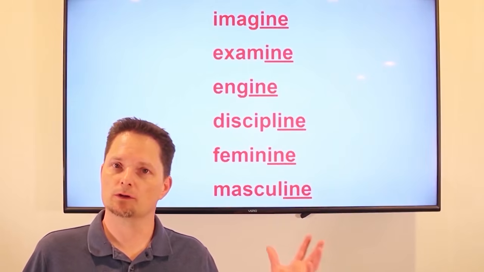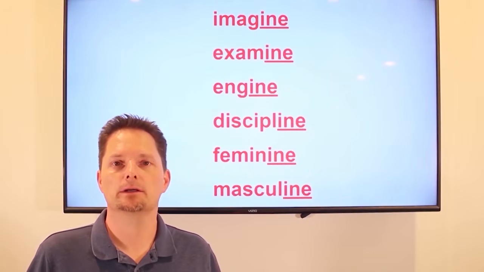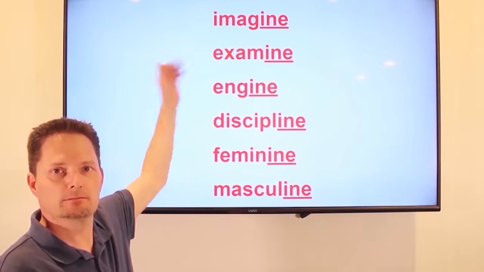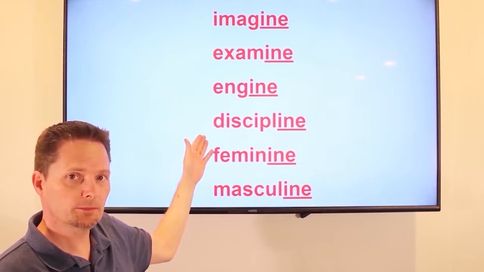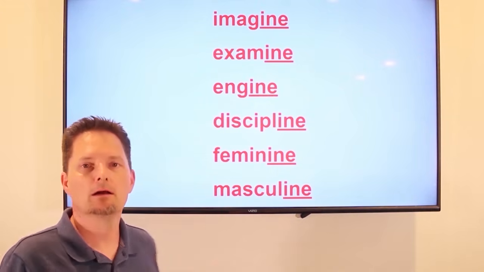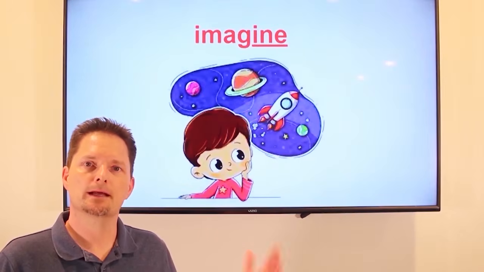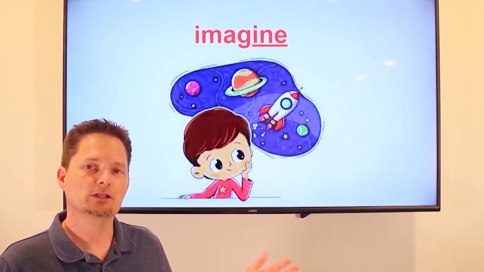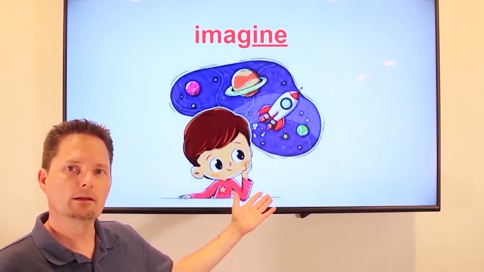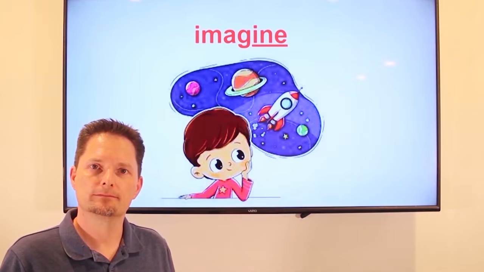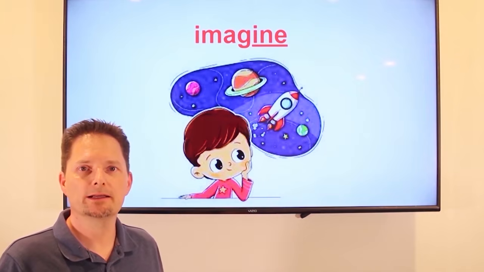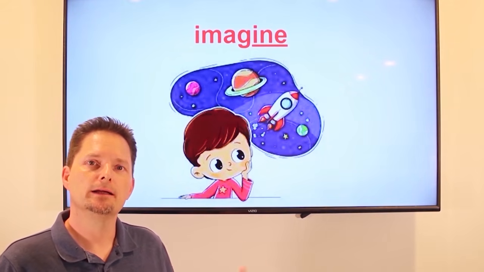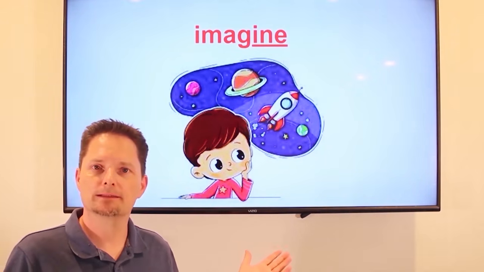So today we're going to talk about words ending with I-N-E, making the sound I, in. Example: imagine, examine, engine, discipline, feminine, and masculine. Let's practice the pronunciation. Example, imagine. Imagine is a verb, or an action. The boy likes to imagine he's an astronaut. He likes to imagine traveling in space. After imagine, we use a gerund, traveling with ing. He imagines traveling in space.